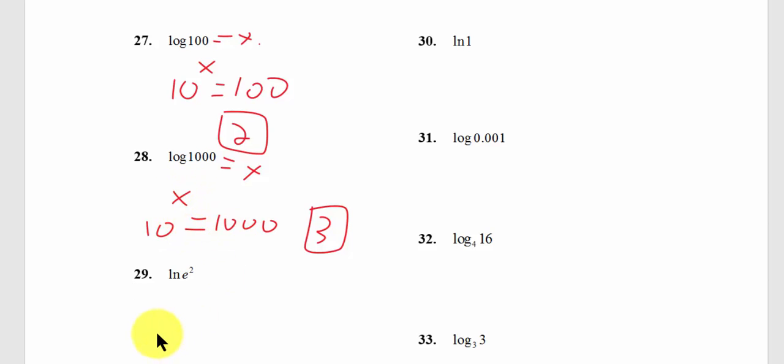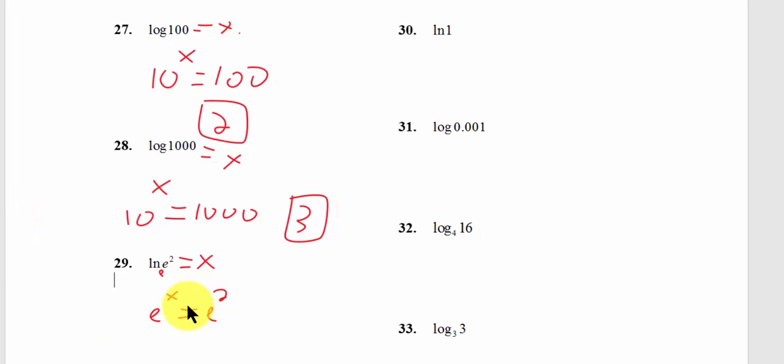29, now we introduce the natural log. Well, the base of the natural log is e. So think of this as e to the x equals e squared, because there's an e down here. The only thing that would make this true would be e to the 2 equals e to the 2, so the value of x would have to be 2.